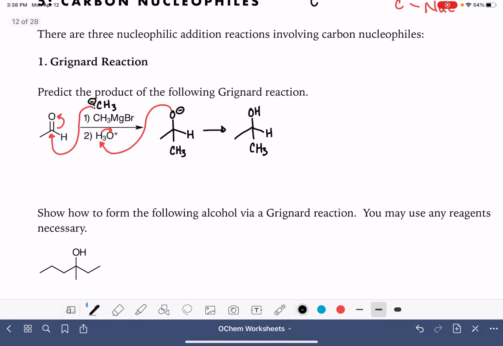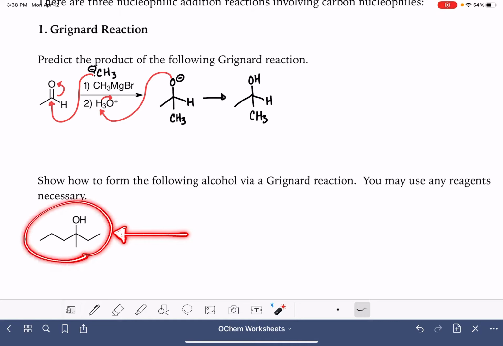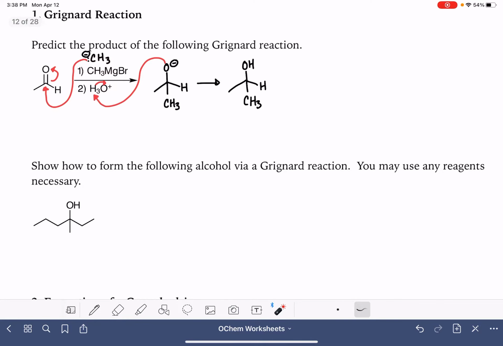Another thing that we did when we were learning about Grignard reactions a while ago, we learned how to do a Grignard retrosynthesis. For example, if we wanted to make this molecule via a Grignard reaction, what would we use in terms of what kind of aldehyde or ketone, and also what type of Grignard reagent. When we're making predictions about showing how to make the molecule via Grignard, there's usually more than one correct answer.